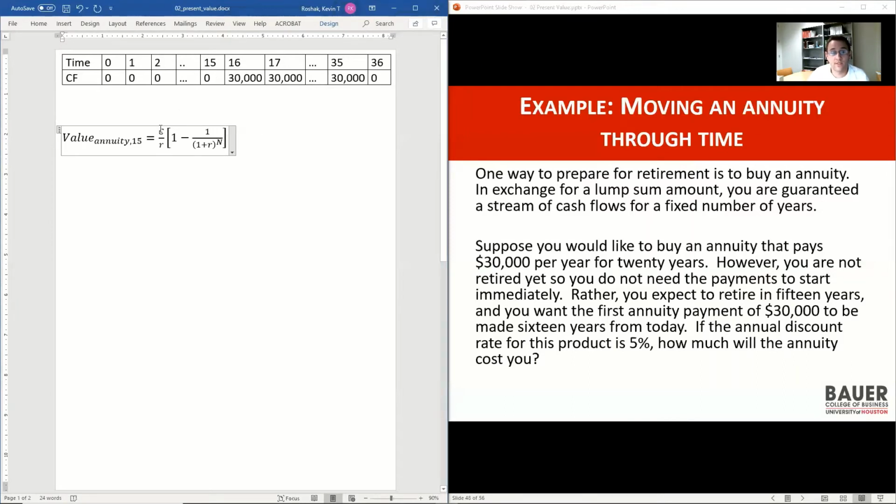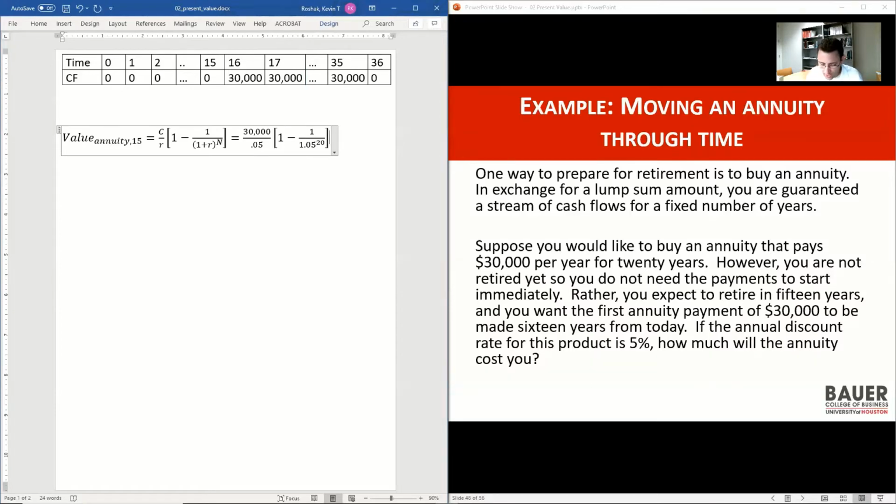So we've got some constant cash flow, we've got a discount rate, and we have the number of payments. We know that there's going to be 20 payments in this annuity. So that's the formula. We can plug in what we know, the parameters of the problem: $30,000 cash flow, we know that the discount rate is 5%, and we know that there's 20 payments.